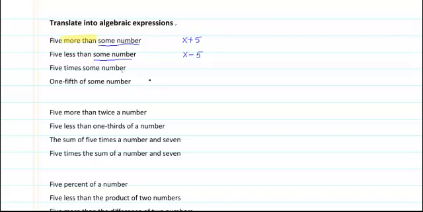In the third example, we have 5 times some number. So again, if you start with the number x, we need 5 times that, so 5 times x. And as you know, we do not need to write the 5 dot x, we can simply say 5x. In the fourth example, we have 1/5 of some number. So if the number is x, we need 1/5 of that, so 1/5 times x. And again, we can simply say x over 5 or 1/5 x. It's your choice how you prefer to write it. So I'll write it both ways, 1/5 x or x over 5.